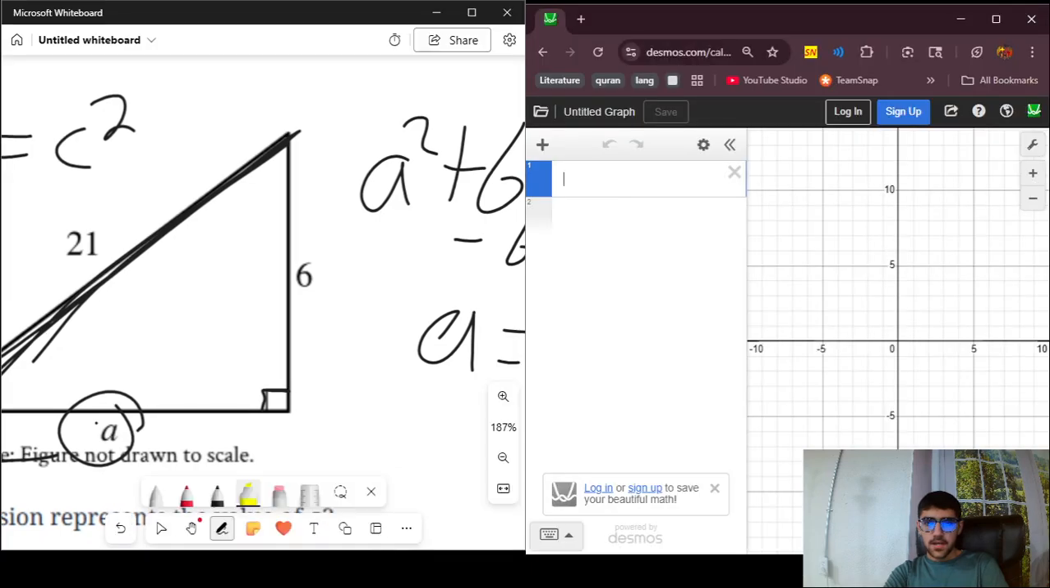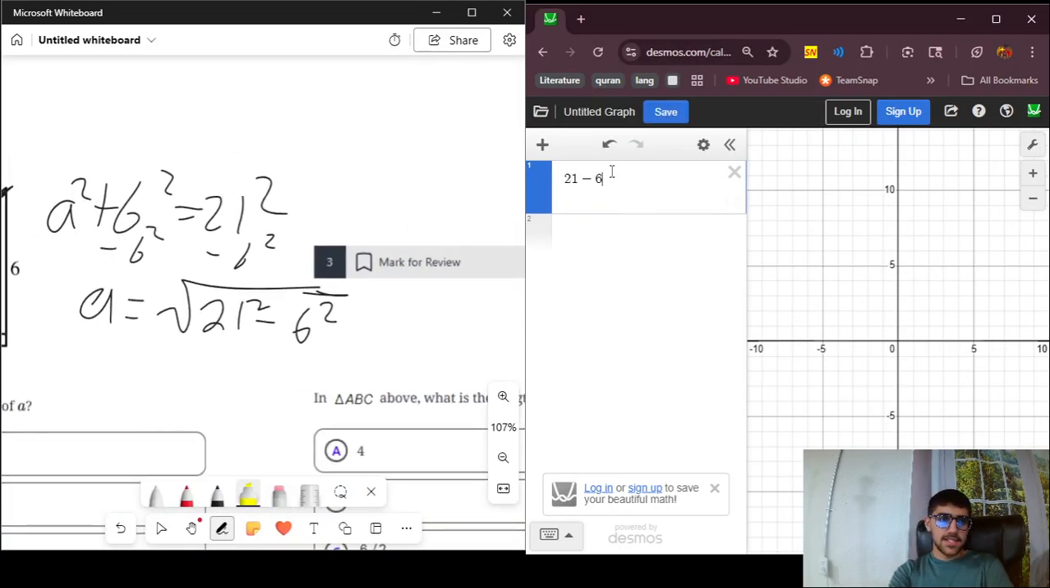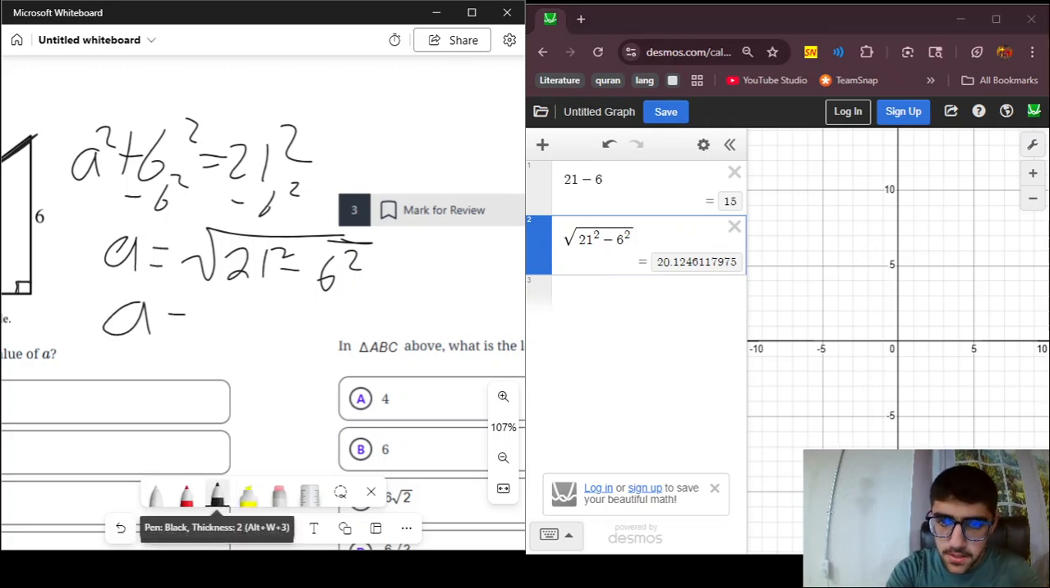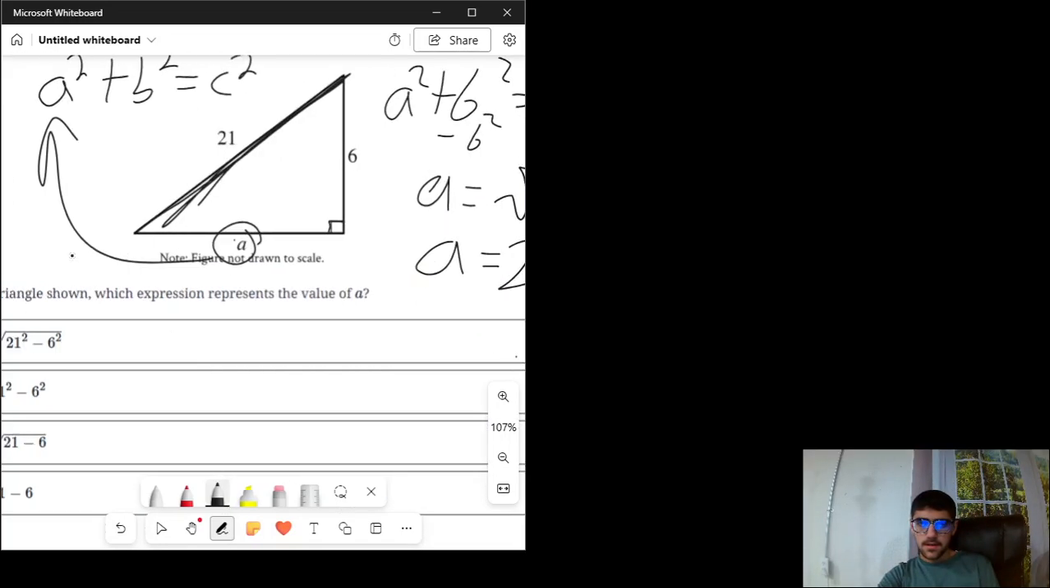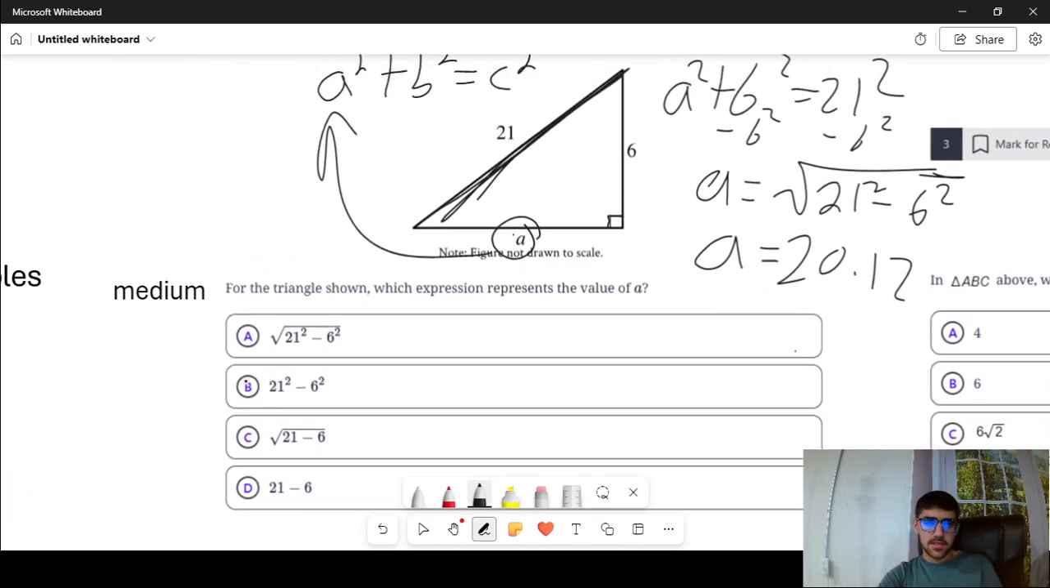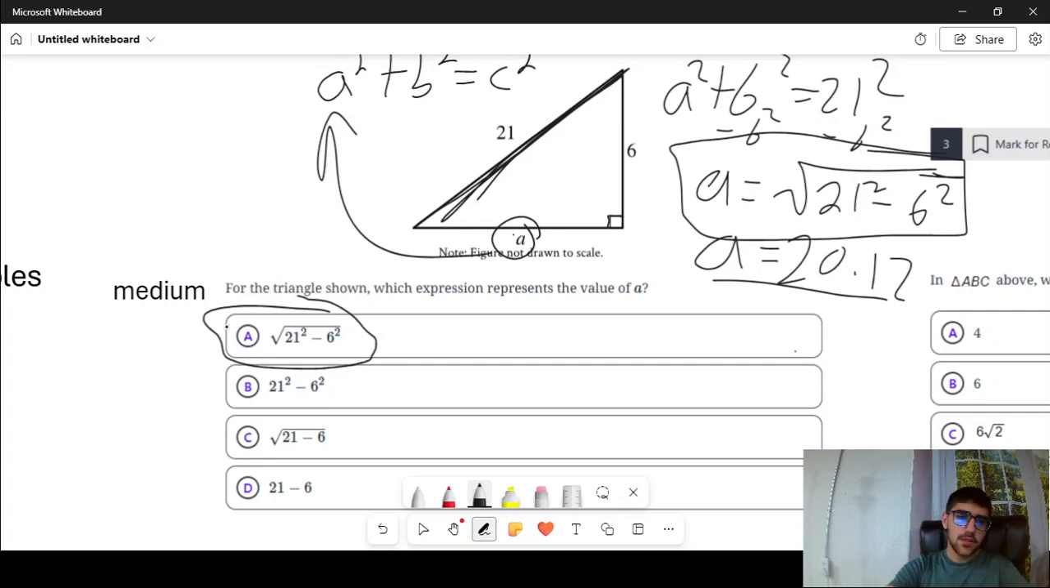So see right here, if you did just 21 minus 6, you'd get 15. If you do the square root of 21 squared minus 6 squared, you actually get 20.12. So a is equal to 20.12. Let's see if that is an answer. Okay. So I didn't look at the answer options before I started, but if you look at the answer options, you would see it doesn't want you to simplify, it just wants you to give the answer in this form, which is option A. So this one, it only needs you to know the Pythagorean theorem. It doesn't want you to actually solve for it.